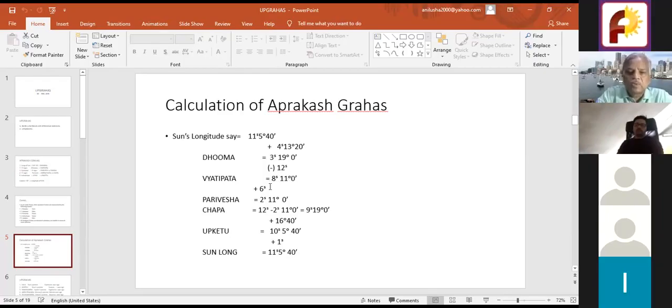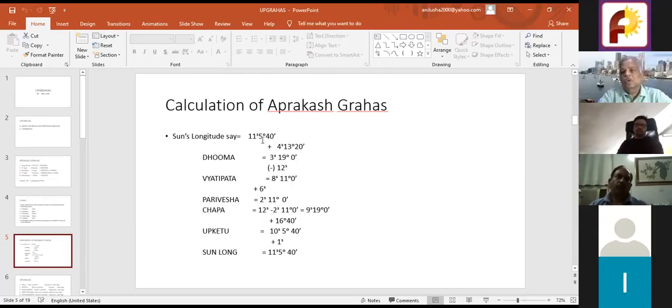And in Vyatipat, if we add 6 signs or 180 degrees, we get the longitude of Parivesh. And again, if we subtract this longitude of Parivesh from 360 degrees or 12 signs, we get the longitude of Chap. And in the longitude of Chap, if we add 16 degrees and 40 minutes, we get the longitude of Upketu. And in the longitude of Upketu, if we add 30 degrees or 1 sign, we get the longitude of Sun, that is 11 signs 5 degrees 40 minutes, from where we started. So this is how we can test whether our calculation is correct or not.